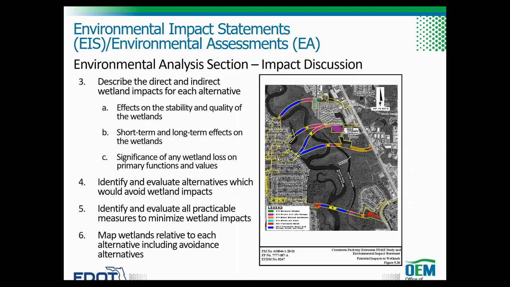The impact discussion should address each alternative's impact on wetlands, providing the acreage of direct and indirect impacts at each wetland. Wetland functional loss should be evaluated and summarized to document the project's effects on the stability and quality of the wetlands, short-term and long-term effects on the wetlands, and the significance of any wetland loss on primary functions and values. Avoidance alternatives must be identified and evaluated, and impact minimization measures should be discussed. Maps should be included to show the location of wetlands in relation to each alternative under consideration.